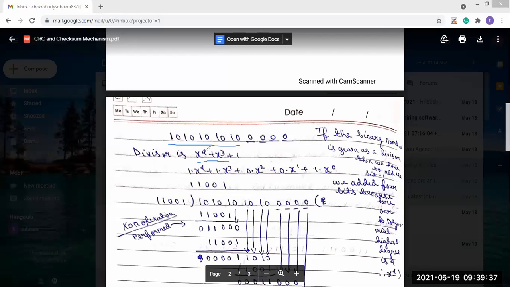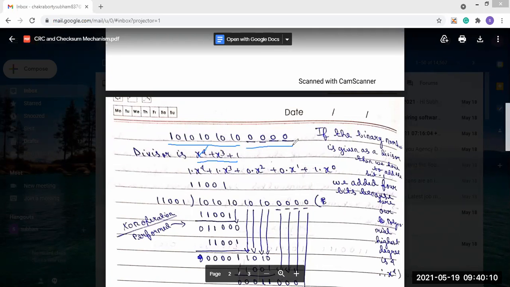So for the number of redundant bits, what is the highest degree of this polynomial? 4. That means the redundant bits will be 4. So the total length of the message now becomes 14, that is 10 plus 4. Now for exam purposes, you will be given an example with some divisor and dividend, and you have to perform the operations.